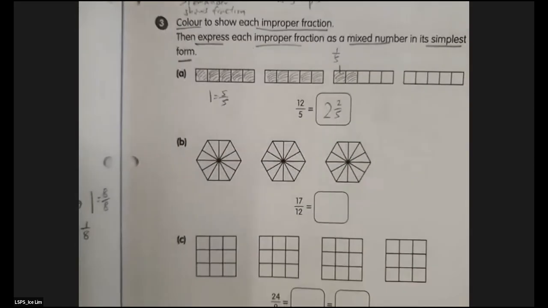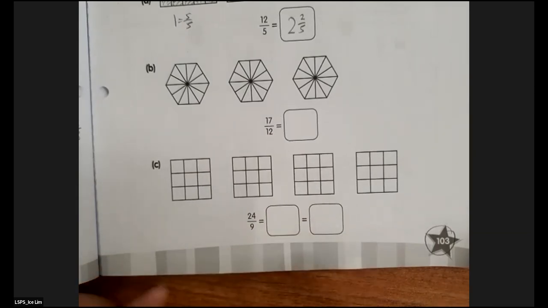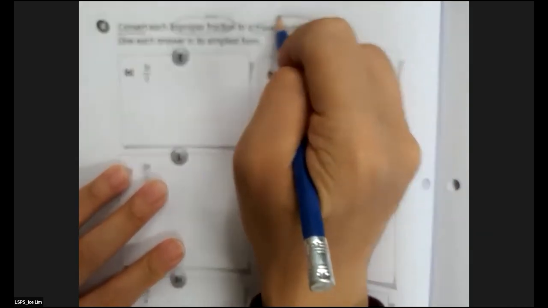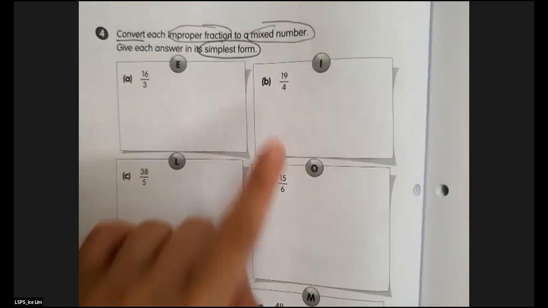You try the last few on your own. Page 103. So we should have completed 99, 100, 101, 102, 103, now 104. I would like all of you to try questions E and I right now. Show me the method you prefer to do, converting each improper fraction to a mixed number in its simplest form. Try A and B. Now, show me your method.